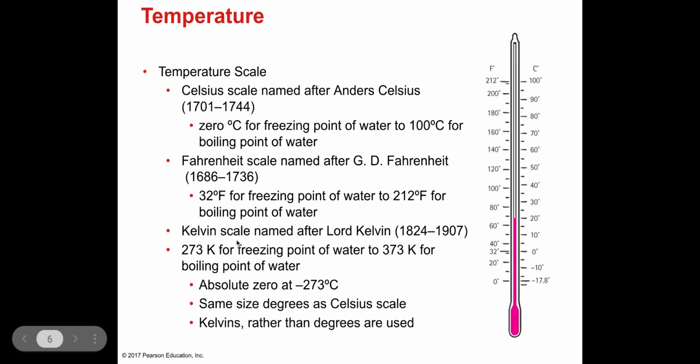Now, on the Kelvin scale, which is the SI unit for temperature, the international unit for temperature, the unit is the Kelvin, named after Lord Kelvin. On that scale, 273 Kelvin is the freezing point of water, and 373 Kelvin is the boiling point of water. Now, the temperature that we call absolute zero is negative 273 Celsius. It is a very, very cold temperature.